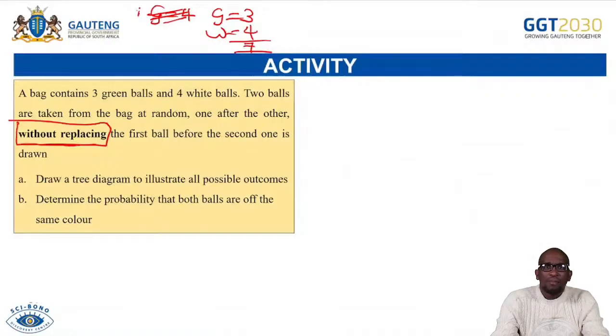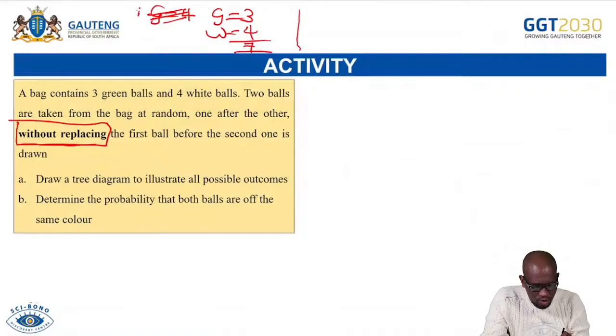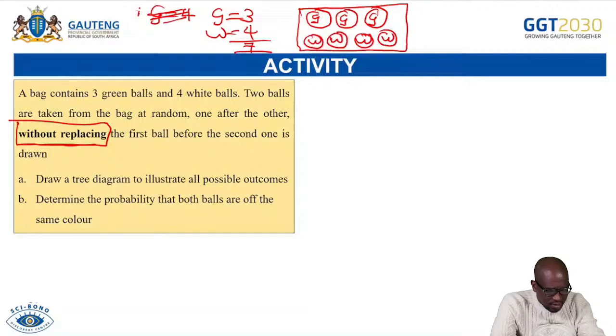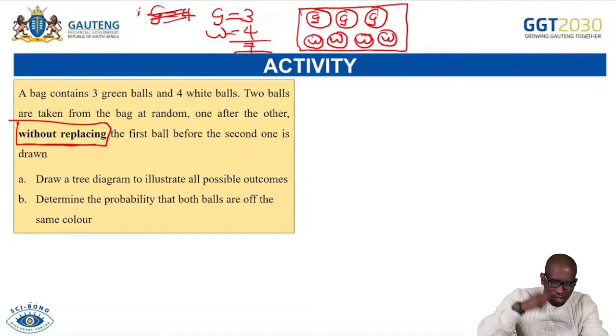Right, hello and welcome back. Let's get to the conclusion of our lesson, all right? Let's see how best we can analyze this. We have 3 green and 4 white. Now it is without replacing. So after you've taken a ball out, it is not replaced. So we need to be smart about this.